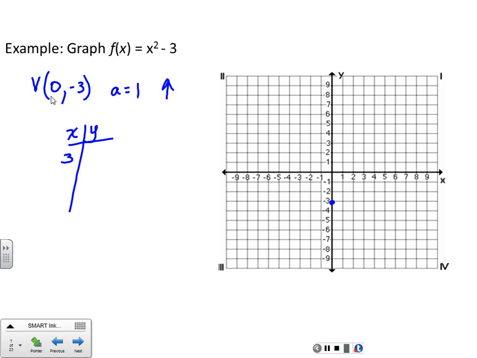You could go with 1. What's the only number you could not use? Why? Because it's already up there. You see that? The only number that you can't use is 0, because you're already using it for your x value. So you choose any other point. Somebody said 3. I like 3.